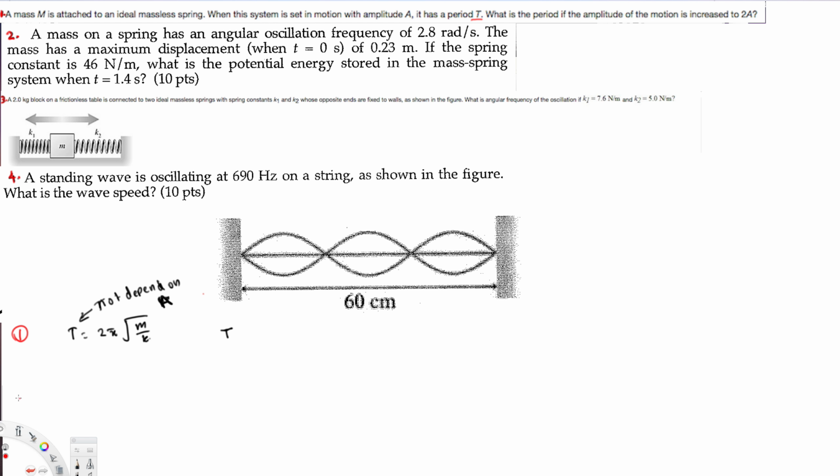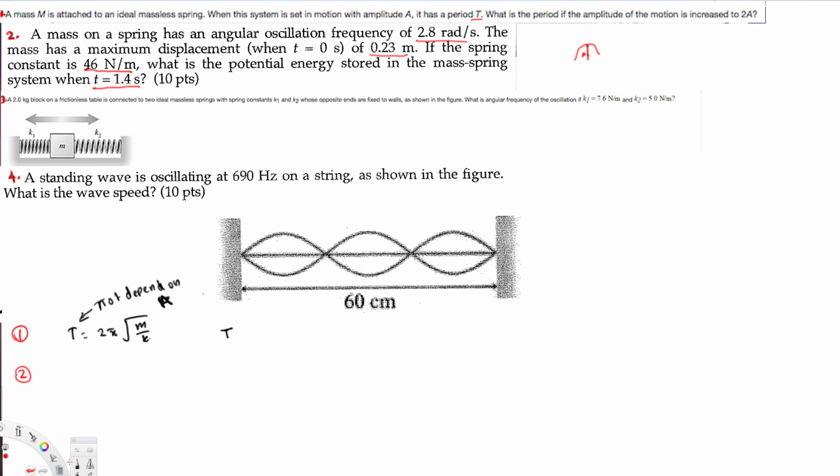And then the second question is asking: a mass on a spring has angular oscillation frequency of 2.8 radians per second. The mass has a maximum displacement when t is equal to 0 seconds of 0.23 meter. So this means that this is the amplitude, right? When they say maximum displacement, it means this point right here. So that is our amplitude, and that's 0.23 meter. And if the spring constant is 46 Newton per meter, that's k, what is the potential energy stored in the mass spring system when t is equal to 1.4 seconds?